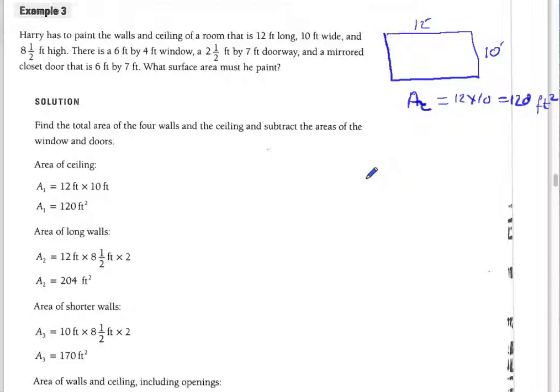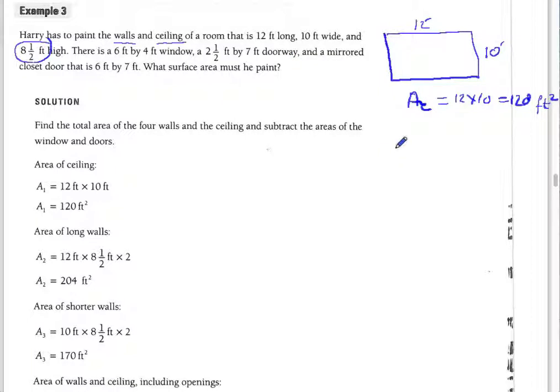Okay, what about the walls? Well, it tells us here that the walls are 8.5 feet high. There seems to be a window and a doorway as well, and a mirrored closet. What's the surface area he might paint? So remember, he's painting the walls and the ceiling only. So let's pretend that there's no window, no doorway, just all walls, and then we could subtract the window and the doorway.